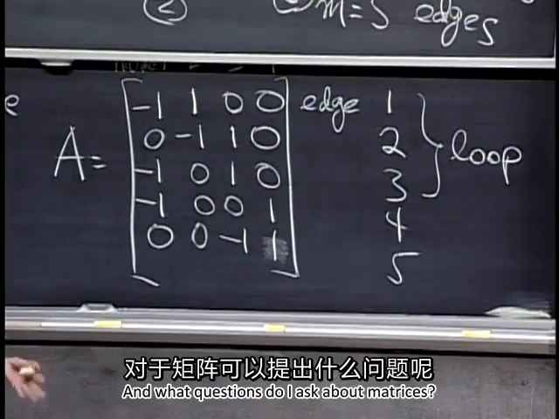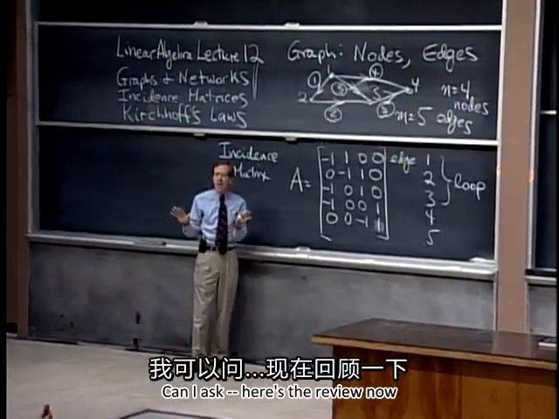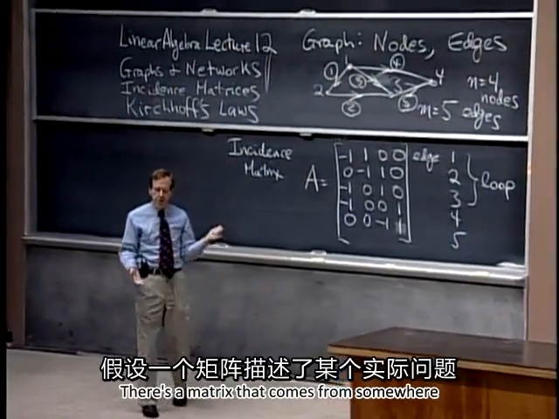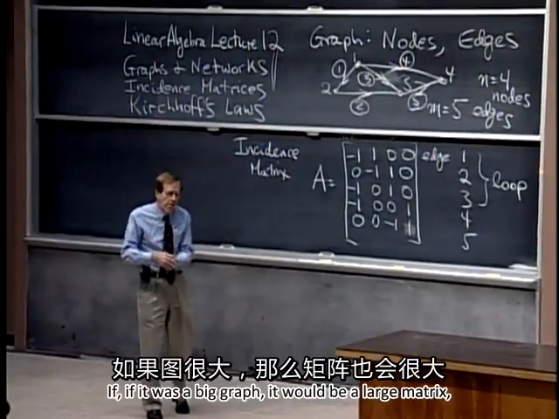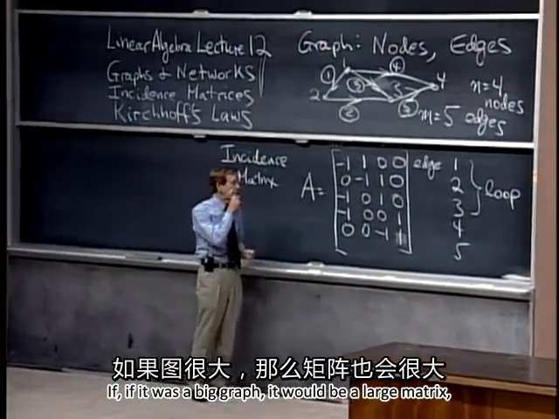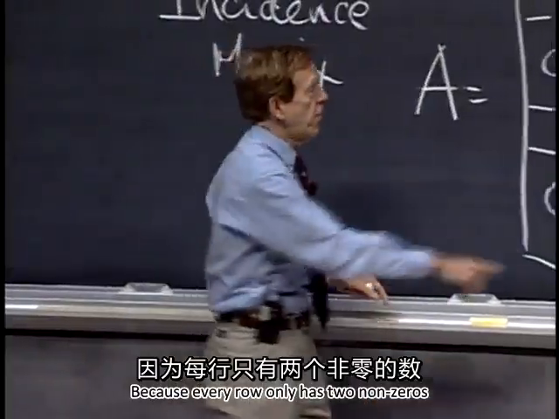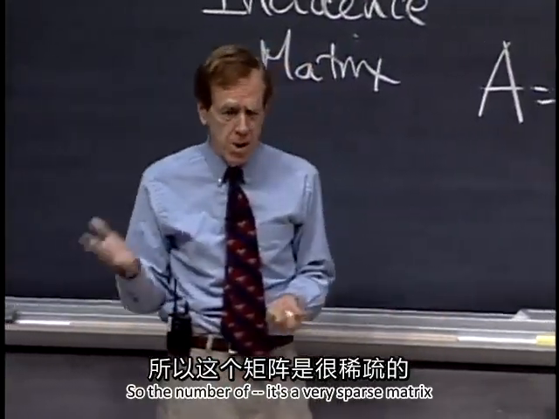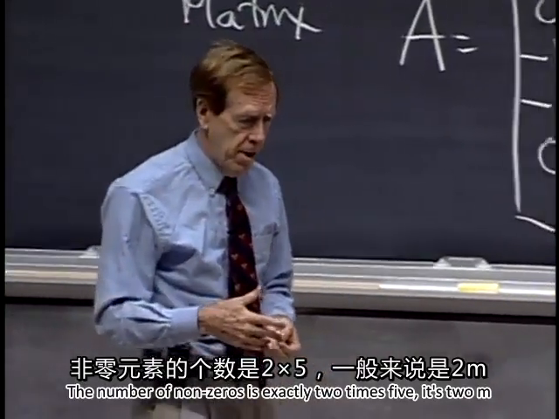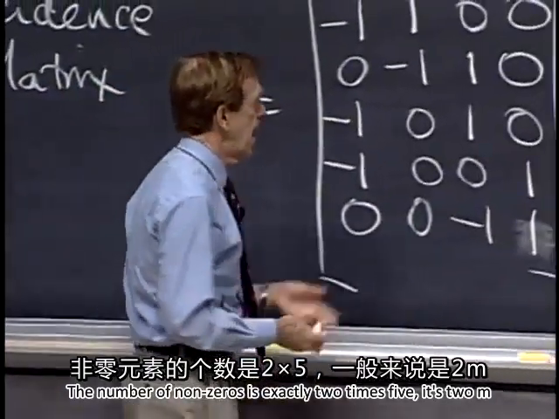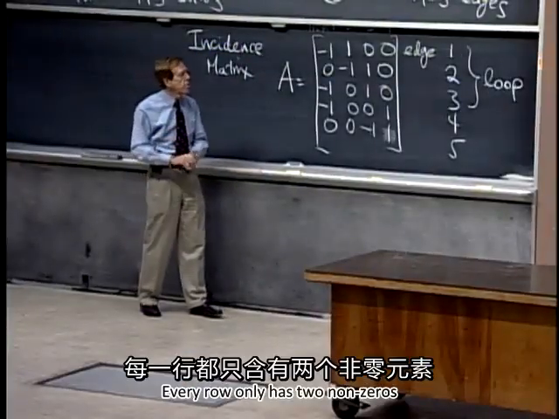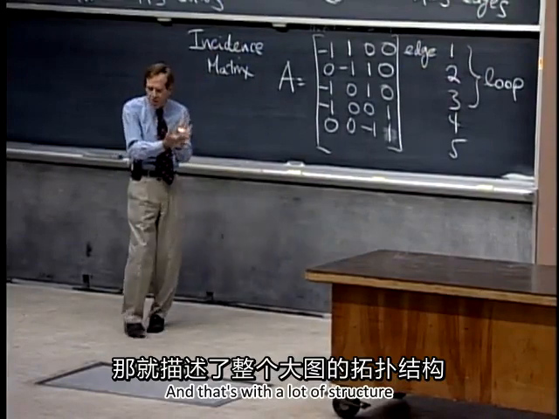And what questions do I ask about matrices? Here's the review now. There's a matrix that comes from somewhere. If it was a big graph, it would be a large matrix, but a lot of zeros, right? Because every row only has 2 non-zeros. So it's a very sparse matrix. The number of non-zeros is exactly 2 times 5. It's 2m. Every row only has 2 non-zeros, and that's with a lot of structure.